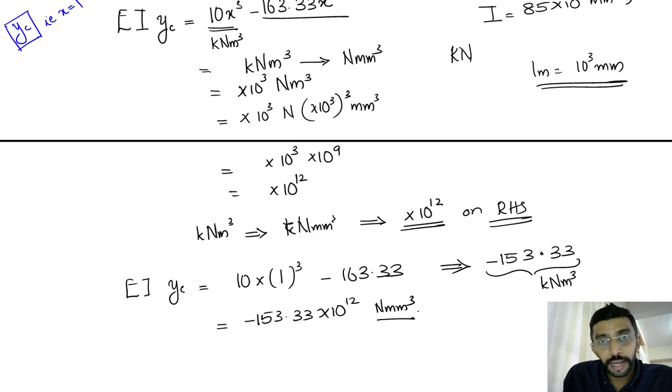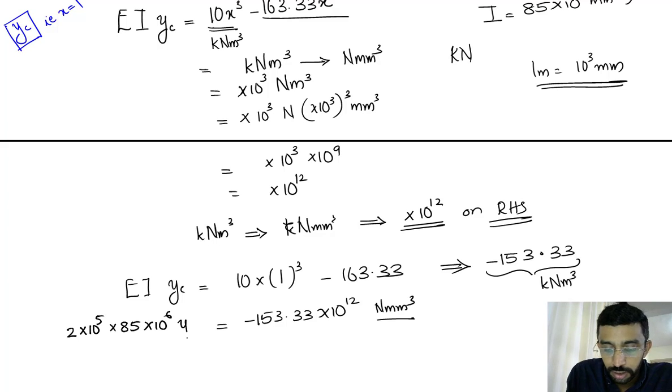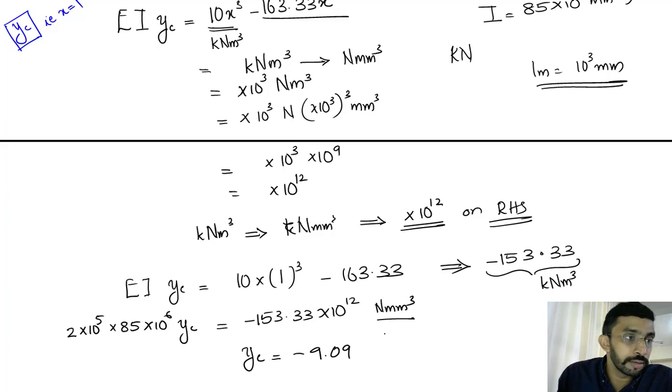Since it is in Newton and mm, on your left hand side also you can substitute everything in terms of Newton and mm. So upon substituting, it is going to be 2 into 10 power 5 into 85 into 10 power 6 into YC, right? So this is going to give you the correct value. So the YC is going to be obtained as minus 9.09019 mm.